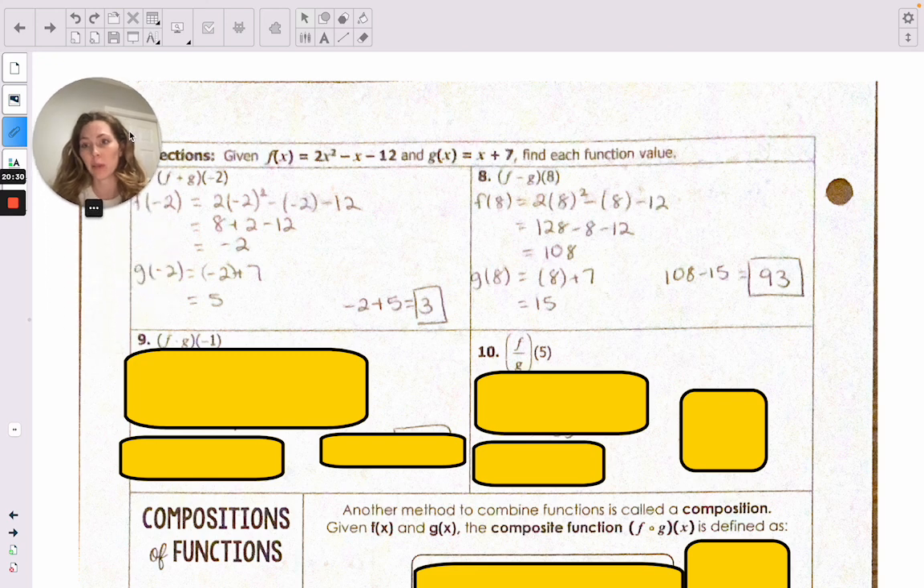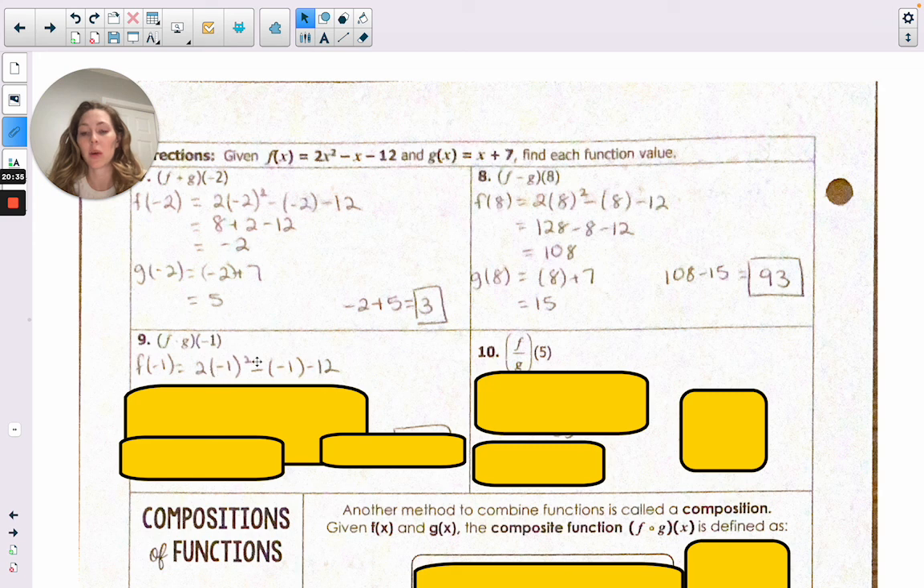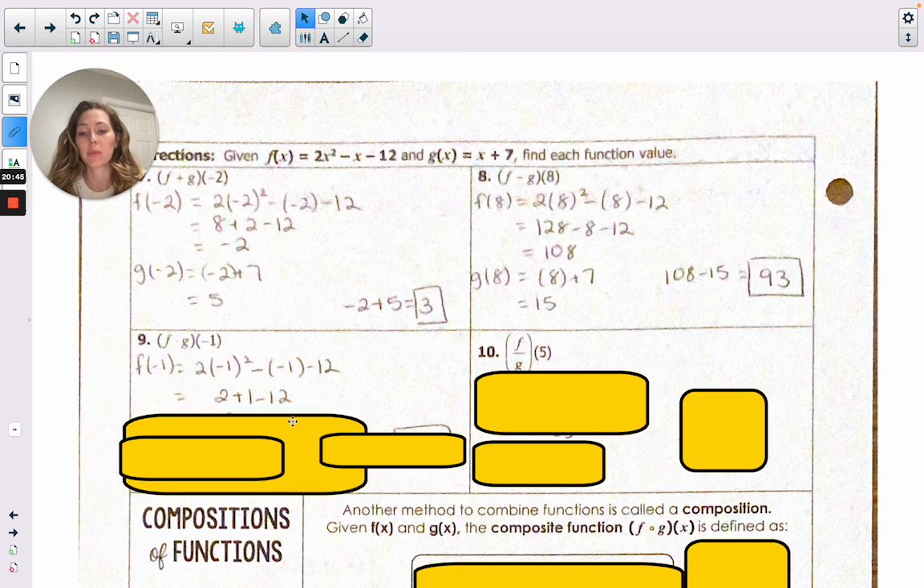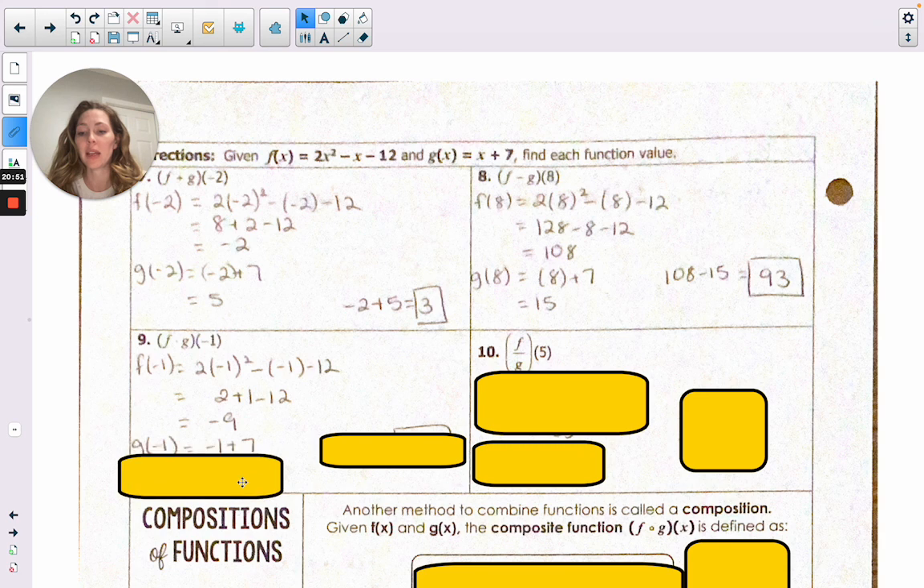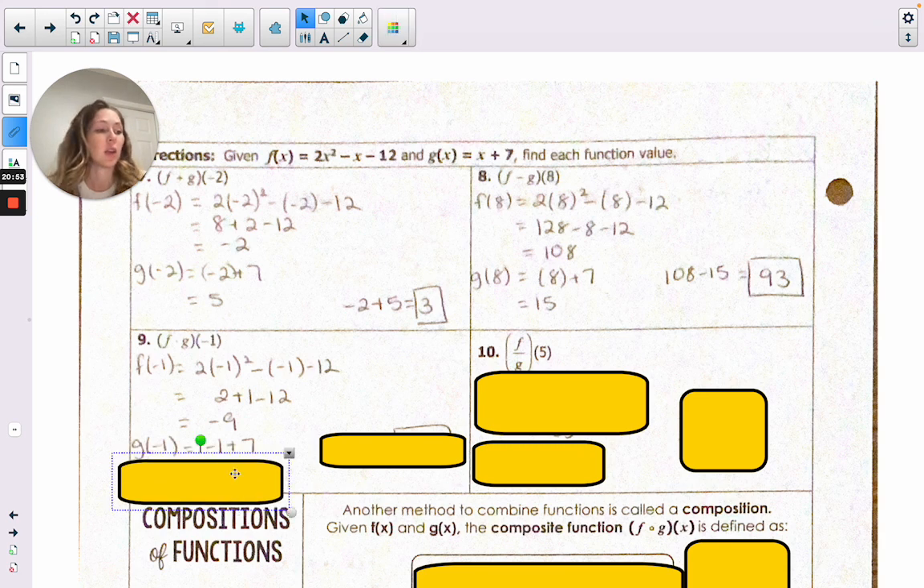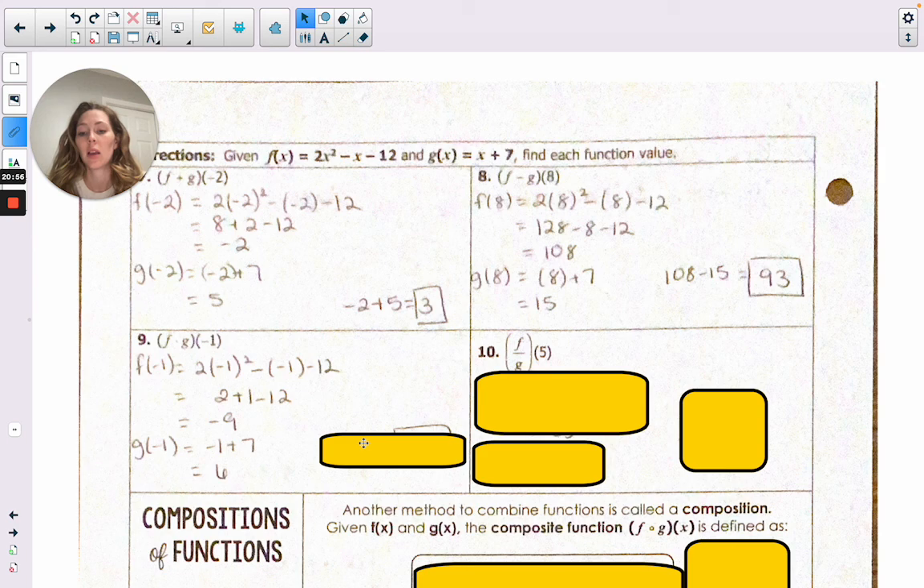All right, move my little face up here now. All right, f at -1. So -1 squared and minus -1. -1 squared is 1 times 2 is 2. Minus -1 would change that to a plus sign, minus 12. 2 plus 1 minus 12, -9. And then g at -1, -1 plus 7, you get a 6. So -9 times 6, multiplication. It's really late. Sorry guys, I'm tired. -9 times 6, and you would get -54.